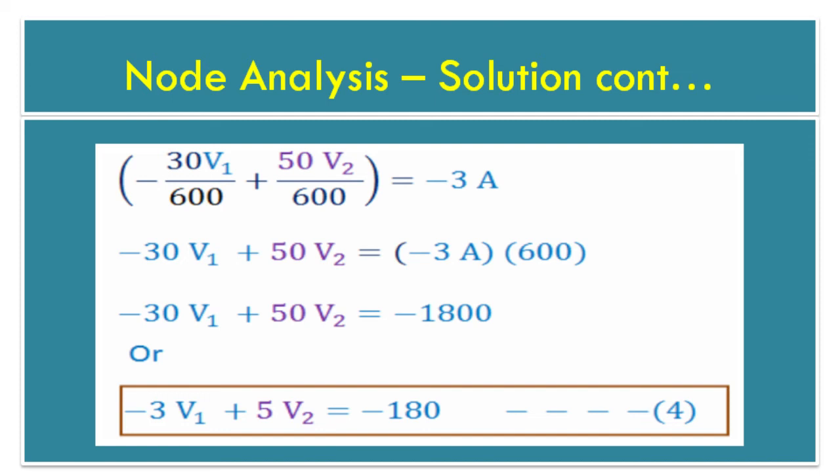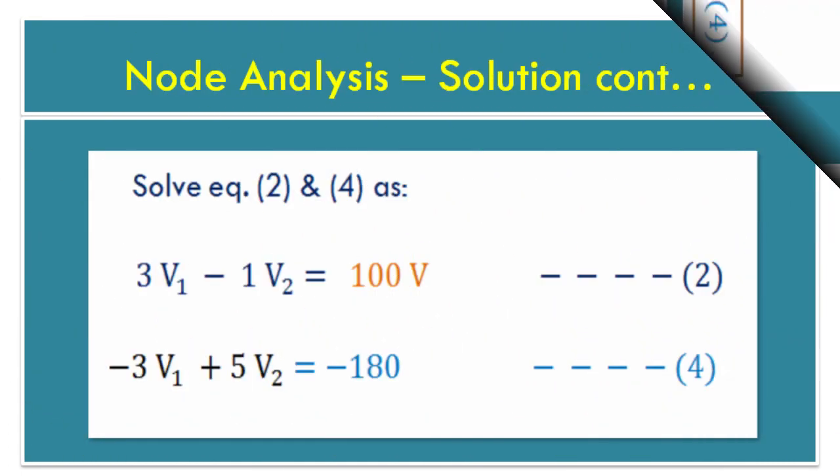Shift the common denominator term to the right side of the equal to sign as minus 30 V1 plus 50 V2 is equal to minus 3 ampere into 600. After simplification, we get an equation as minus 3 into voltage V1 plus 5 into voltage V2 is equal to minus 180, which is represented by equation 4.